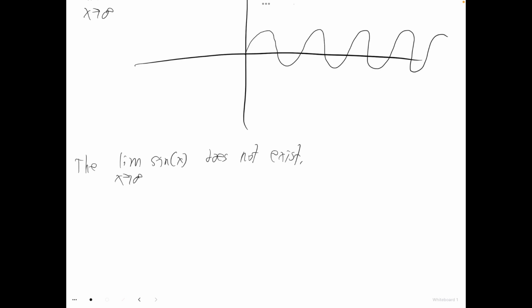And again, that's because we're just oscillating between values. So just like with limits going towards some finite number, we could also have limits at infinity that don't exist as well. We'd also have something like the limit as x goes to negative infinity of sine of x also would not exist.